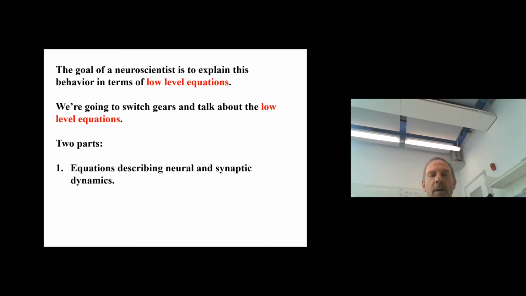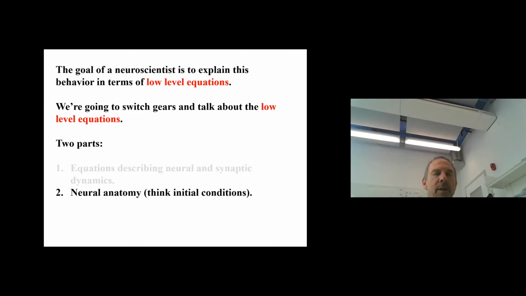So 2 parts of this. One is the equation describing neural and synaptic dynamics, and the other is neural anatomy, think initial conditions. I'm actually going to start with the second one, because it's kind of nice to have a big picture view of the brain before we start thinking about the lower level equations.